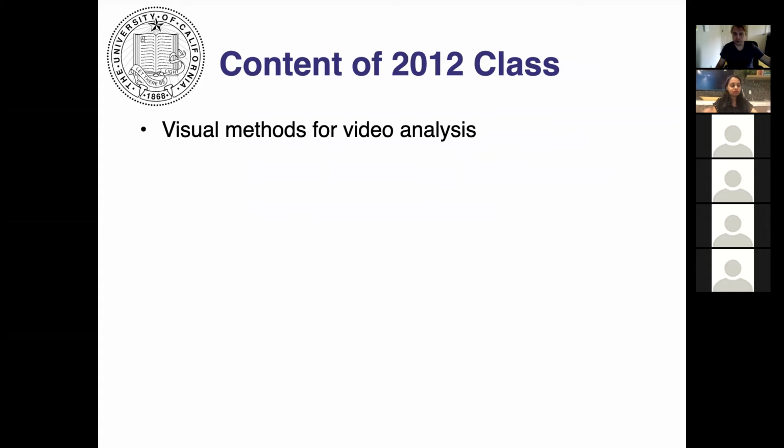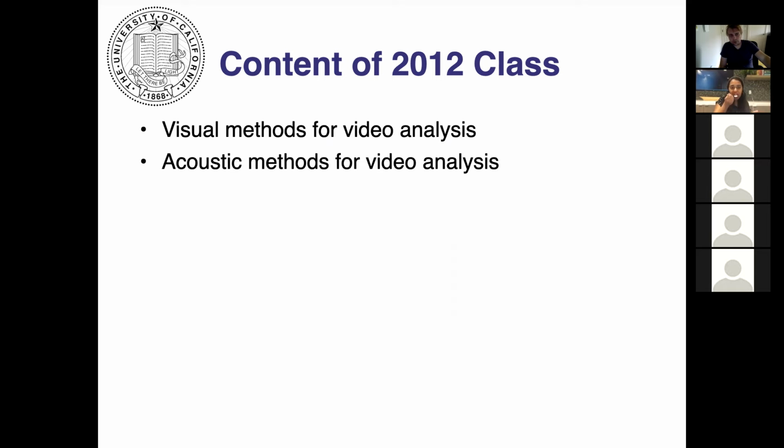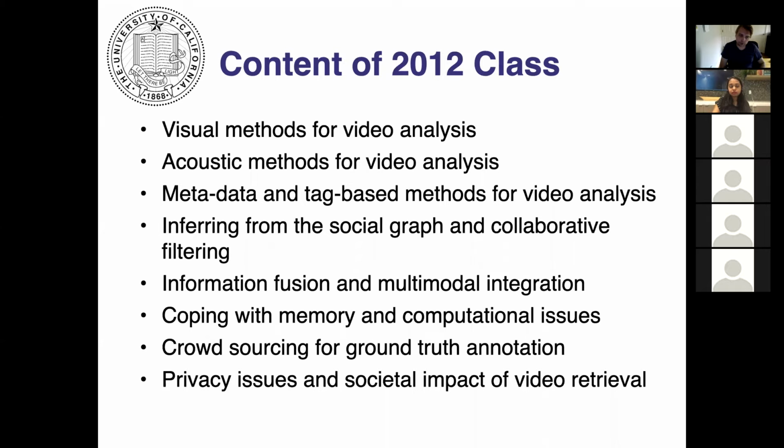So what's interesting here is, I created this class in 2011 actually. And what's interesting there is that in 2011, 2012, it was really all of these topics, like crowdsourcing, coping with memory and computational issues, information fusion, inferring from social graphs, which was interesting because it was a bunch of different methods. And if you compare the content to what happened 10 years ago to now, there's one interesting theme: it's less anecdotal.